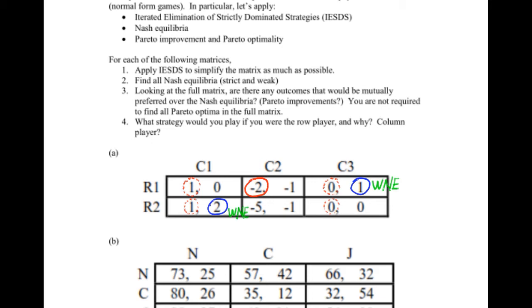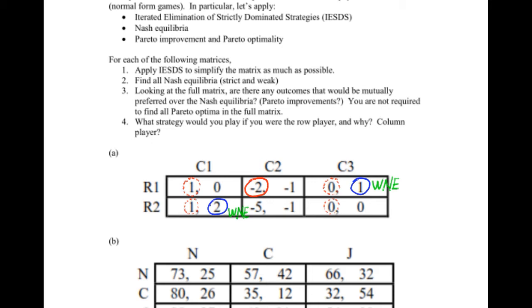Okay, now what we can also do is use these preference circles to indicate or suggest which rows or columns we can eliminate through IESDS. And to do that, notice that no row or column that contains a circle, whether it's solid or dotted, can be eliminated for that player's preference. So let me walk you through this a little bit.